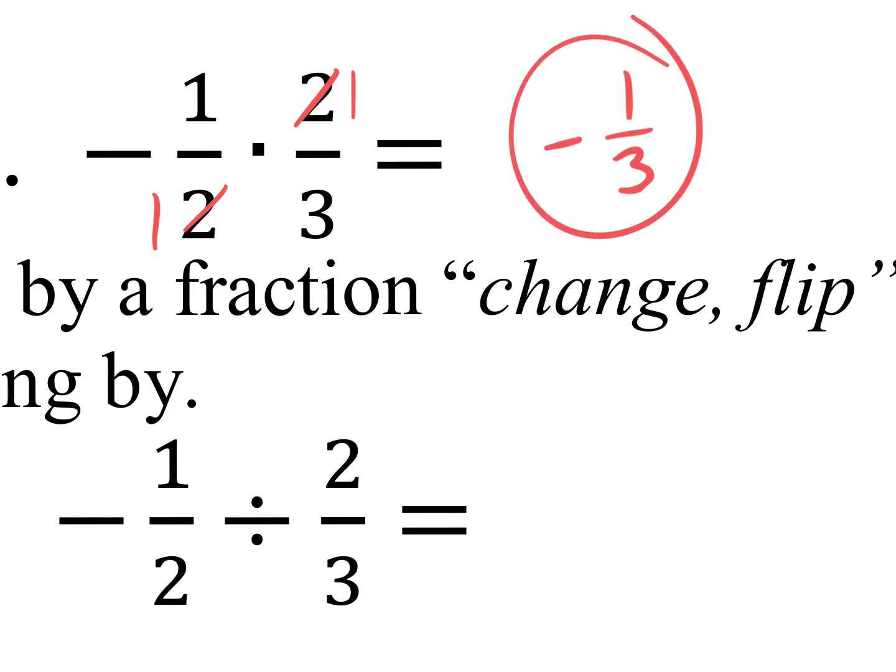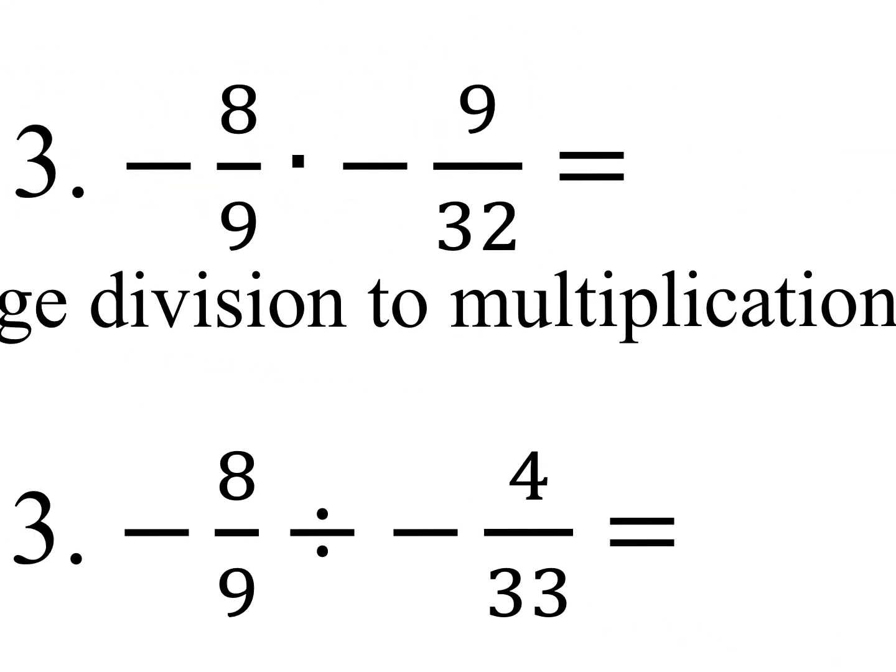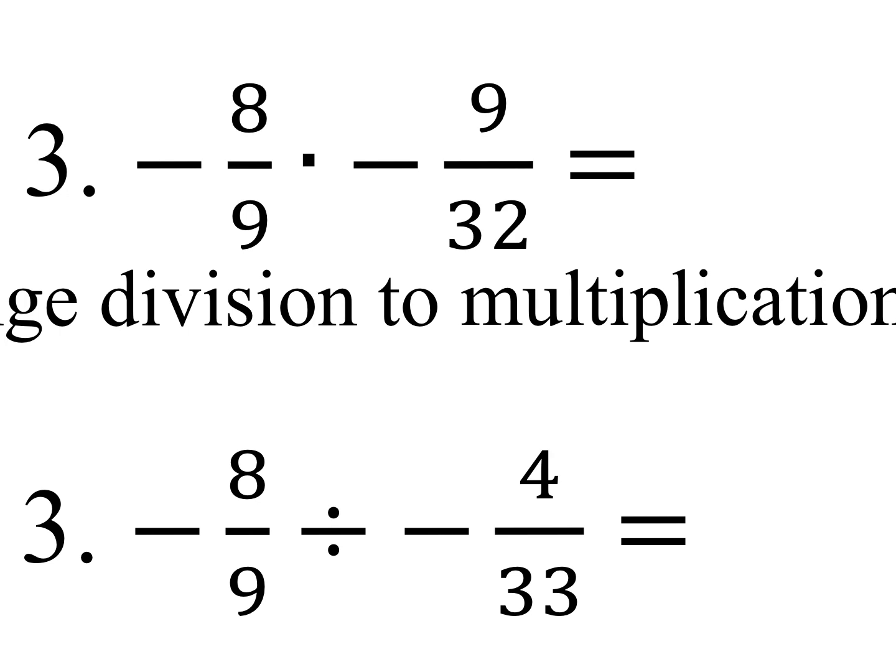And you didn't have to reduce first. You could have multiplied first. If you did multiply first, it would have been 2 over 6, and you could reduce 2 over 6 to that negative 1/3 anyway. Over here, this one for sure you want to multiply or reduce first? Reduce for sure. I don't want to multiply 9 times 32 and get a huge number.